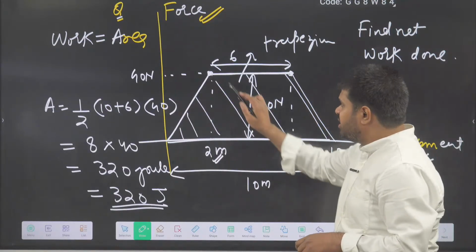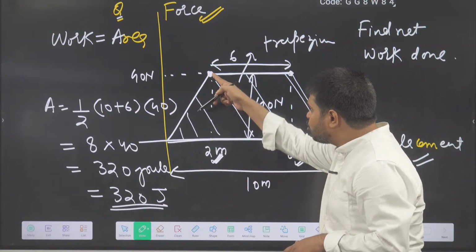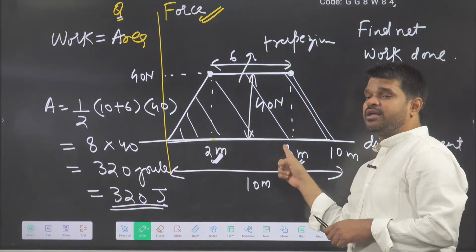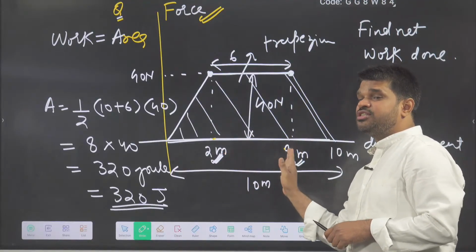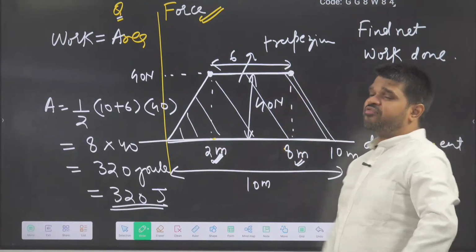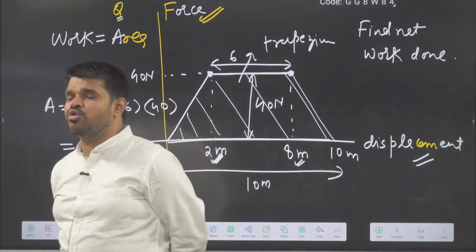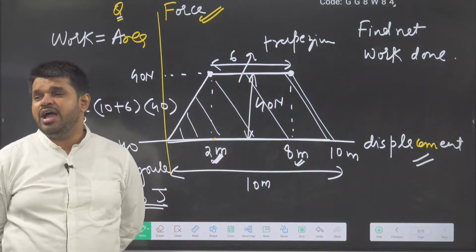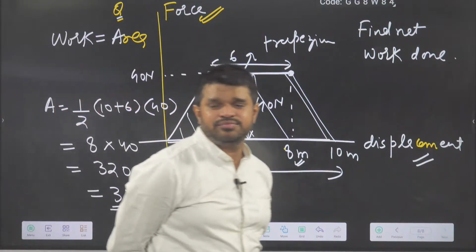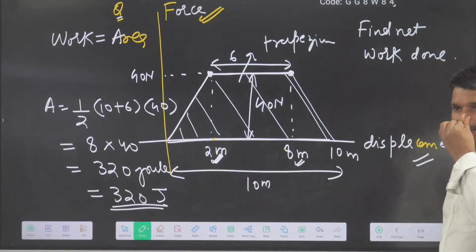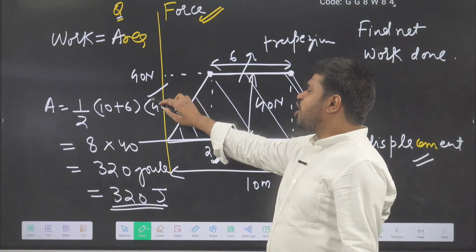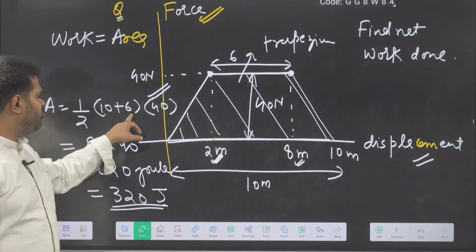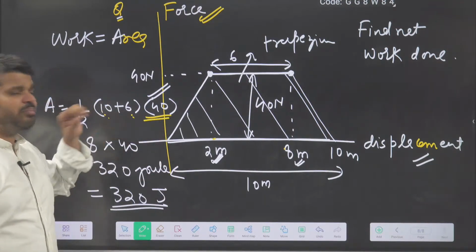So again, understand, this length starts at 2 and ends at 8. So 2 to 8 is how much length? 6, which is 8 minus 2. So I can find work from a force versus displacement graph by finding the area between the graph and the displacement axis. Write it. Remember this formula: the area of a trapezium is half into the sum of parallel sides into the distance between parallel sides.